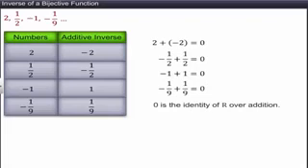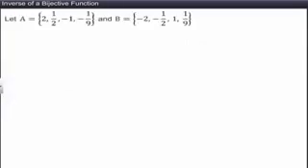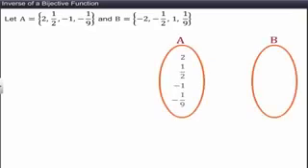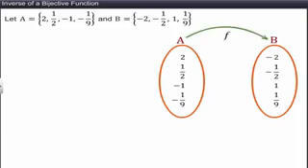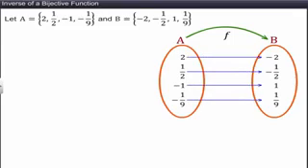Now, let's see if the inverse of functions exists. Let us denote the set of numbers 2, 1 by 2, minus 1, and minus 1 by 9 by A, and the set containing the additive inverse of the elements of set A by B. Define a mapping f from A to B such that f maps the elements of set A to their additive inverses in set B.